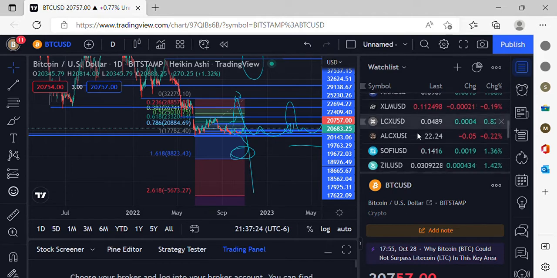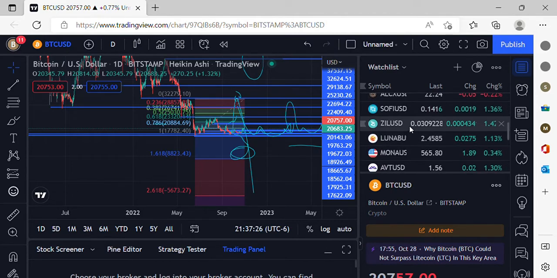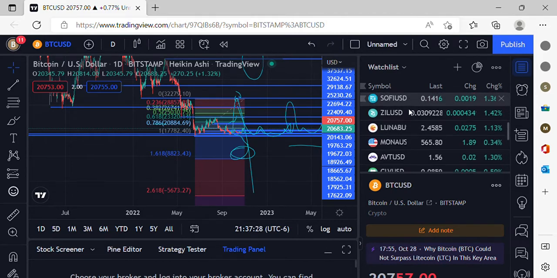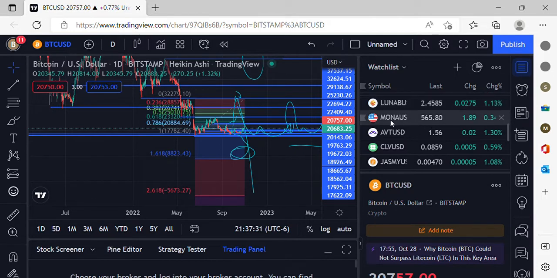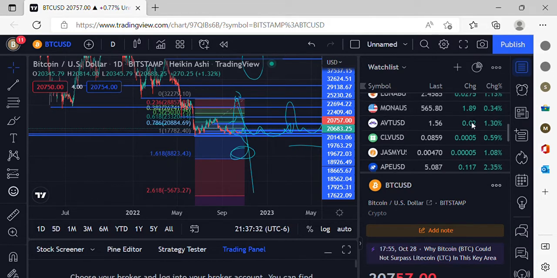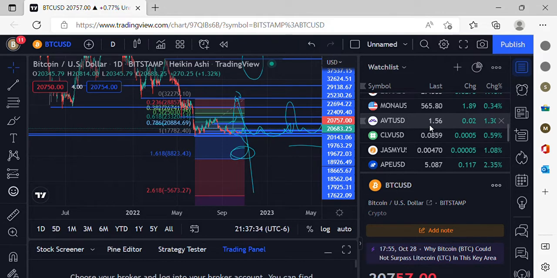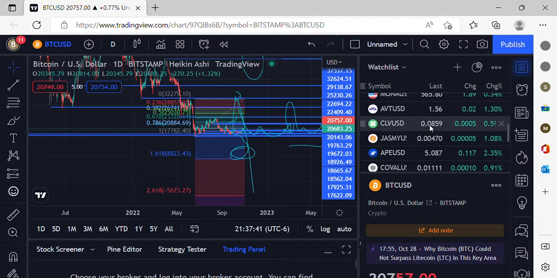ILCX just under 5 cents still. Zeal coming at 3 cents. SoFi, it's underneath that 14 cents. MONA was getting a little bit of love today. AVT got some dippy action at the retesting of that low price action, coming at $1.56. I'm definitely excited about that sale. I seen that capitulation down to the downside and it's all over it.